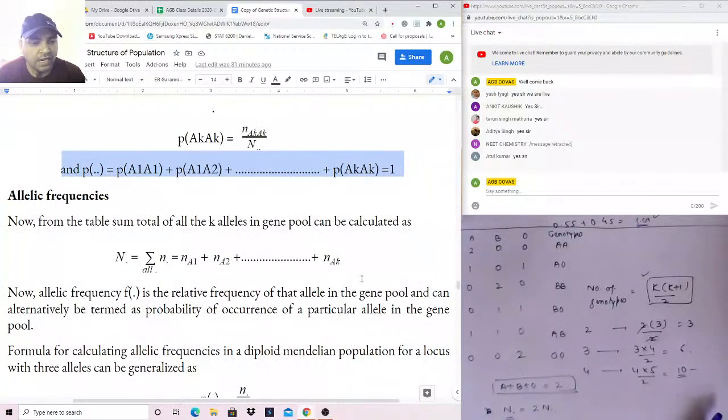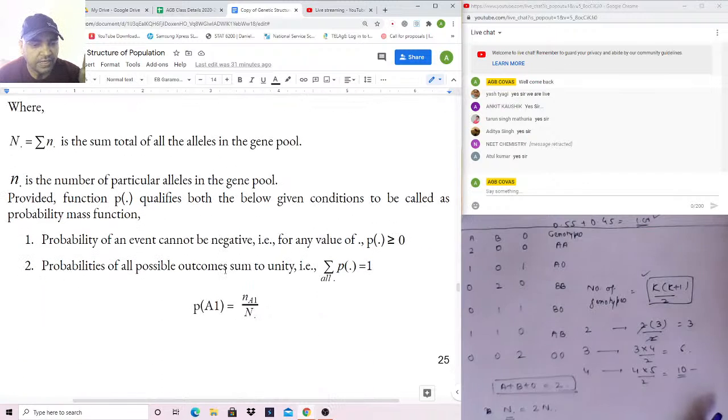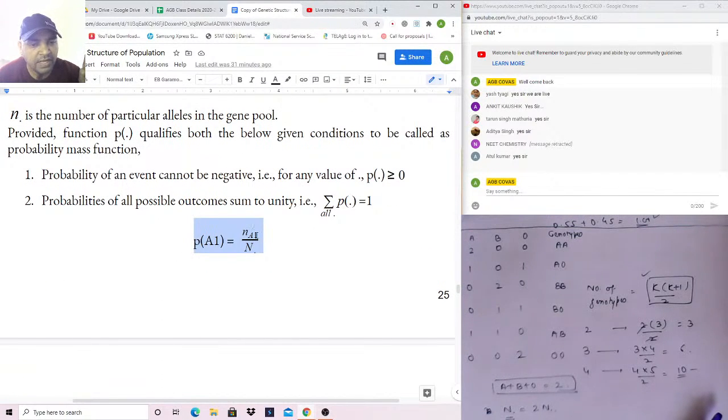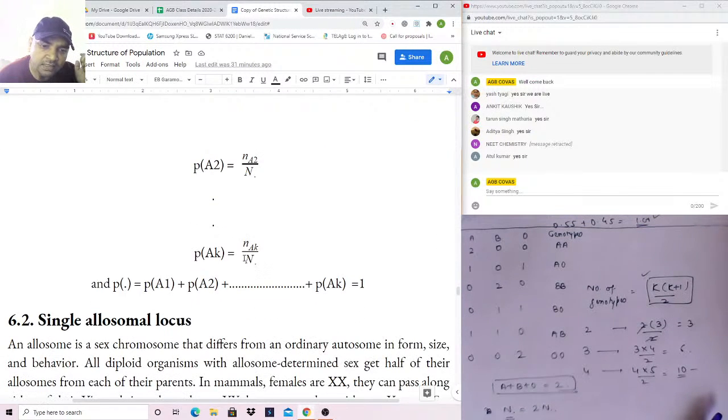Now for allelic frequencies, you have to add all the alleles individually in the population, which will be equal to n dot. And this will be the probability of occurrence of a particular allele. So, for example, PA1 will be NA1 divided by n dot, then NA2 divided by n dot, and NAK divided by n dot. And if you add all these up, this will constitute your allelic frequencies for the K alleles.